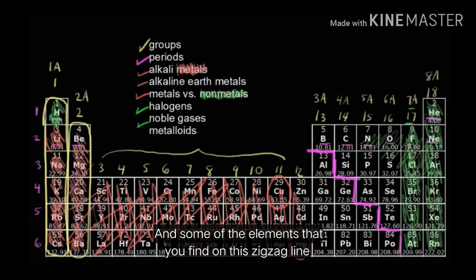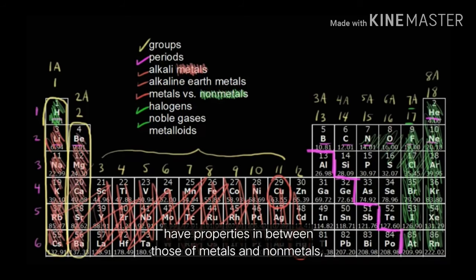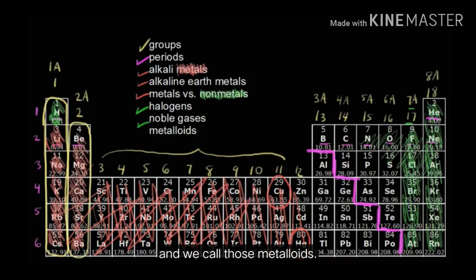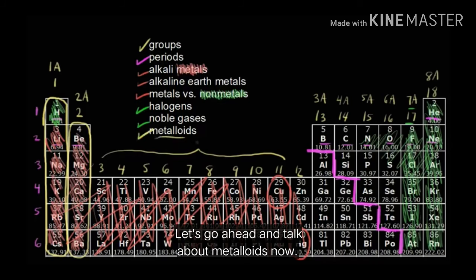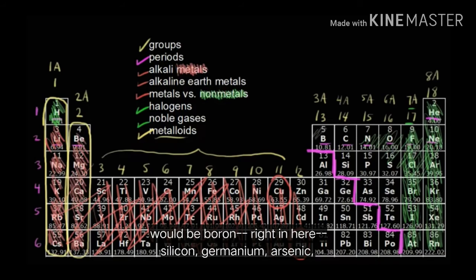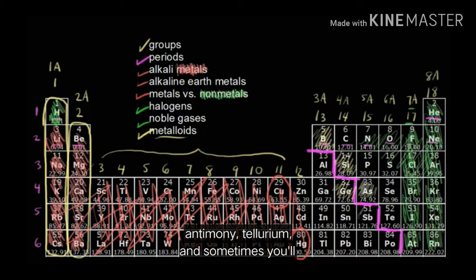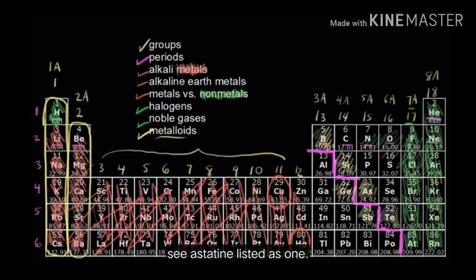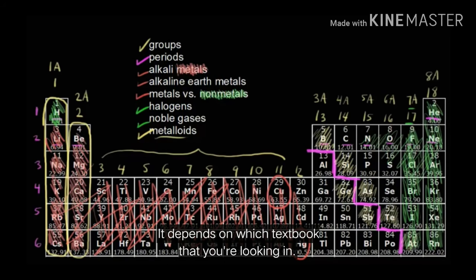And some of the elements that you find on this zigzag line have properties in between those of metals and nonmetals, and we call those metalloids. So let's go ahead and talk about metalloids now. So metalloids, oid of course being like a metal, so it's similar to metals, but again the properties are in between those of a metal and a nonmetal. So some of the elements that are considered to be metalloids would be boron, right in here, so silicon, germanium, arsenic, antimony, tellurium, and sometimes you'll see astatine listed as one. So it depends on which textbook that you're looking in.